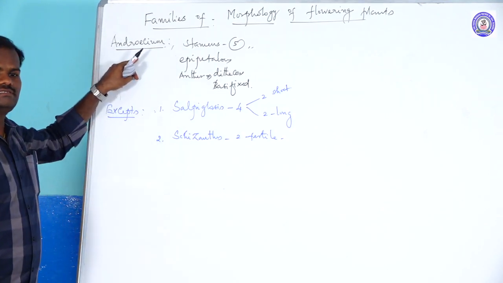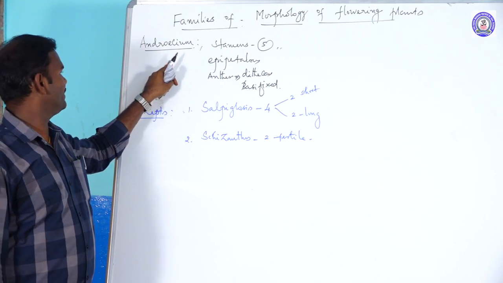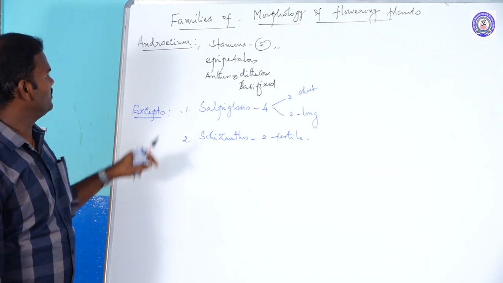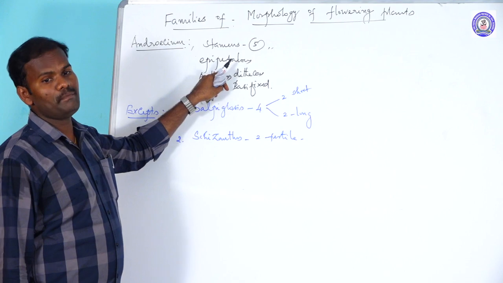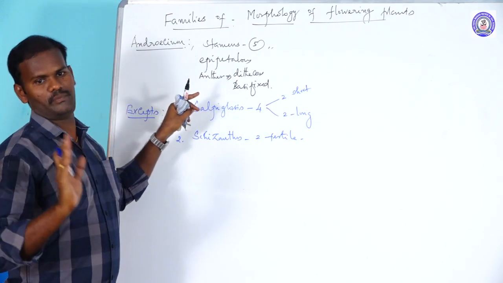Androcium. It is the third whorl of the flower. It is also called the male reproductive part of the flower. It is made up of stamens. In general, in Solanaceae members, the total number of stamens is 5. They are epipetalous stamens, in the sense that they are attached to the petals, alternating with the petals.